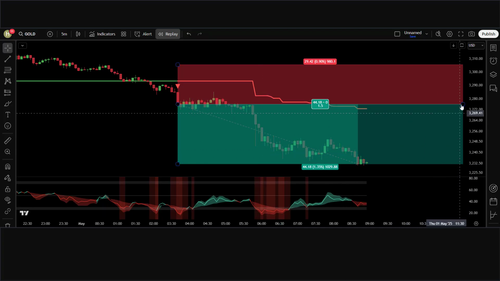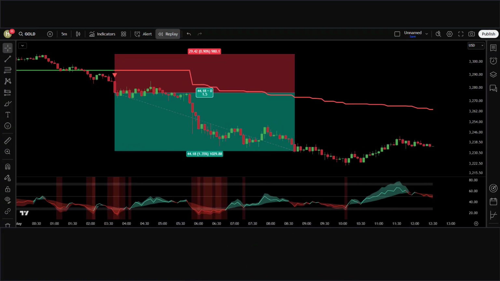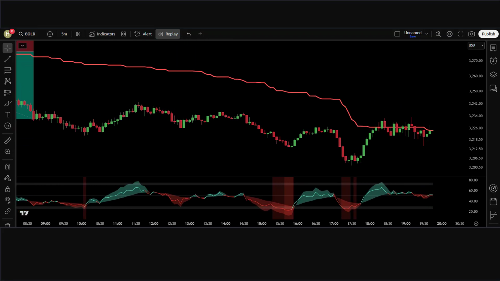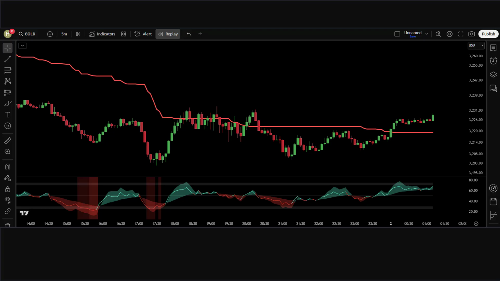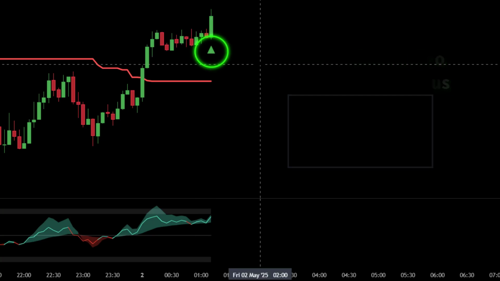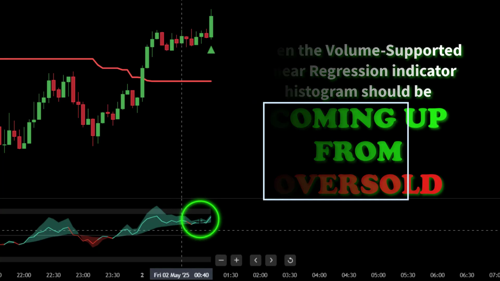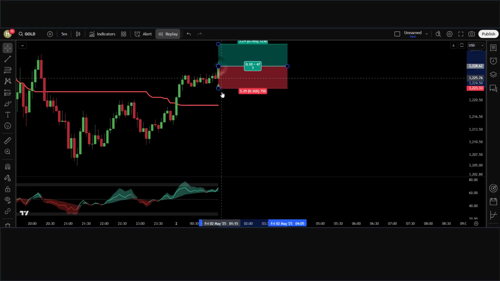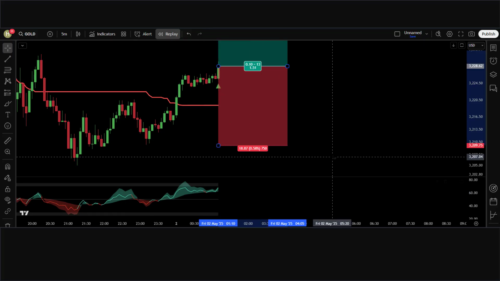The market has completely hit the target. Now let us understand the long position. When the Lance Algo indicator has given us a buy signal, when the market has formed a bullish candle, and when the RSI Plus indicator is coming up from oversold, if these conditions are fulfilled, then we will place a buy order. Our stop loss will be placed at the current market's lower level, and the risk to reward ratio will be 1:1.5.